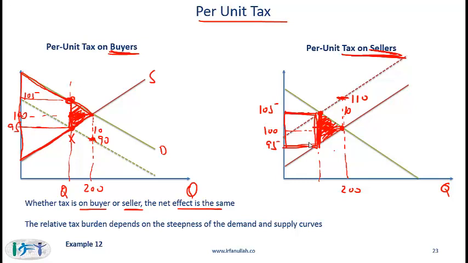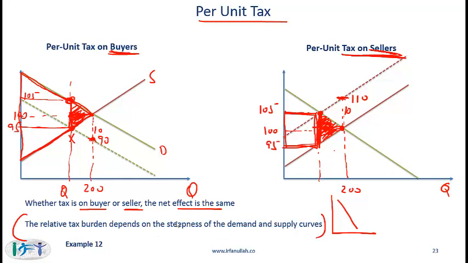If you talk about a product like cigarettes, where the demand curve is very steep, you have a demand curve that looks sort of like this. A steep demand curve, as we'll see in the next segment, means that it is an inelastic demand. When the demand is inelastic, the consumer pays most of the tax bill. If the demand is relatively elastic, then the seller pays most of the tax bill. So you need to remember this statement: the relative tax burden depends on the steepness of the demand and supply curves.